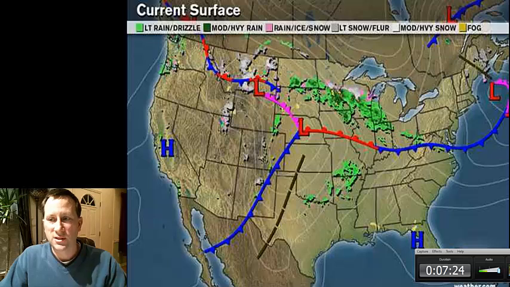This is a weather map. It's a synoptic weather map. The L's represent low pressure. The H's represent high pressure areas on the surface of the Earth. And sometimes they can even be aloft, but we'll talk about that later.